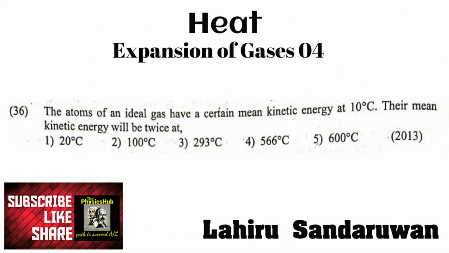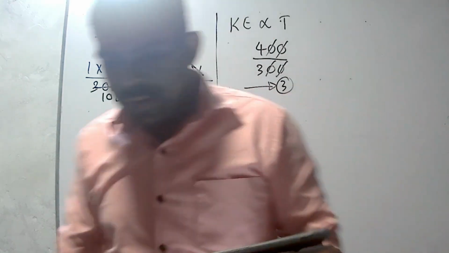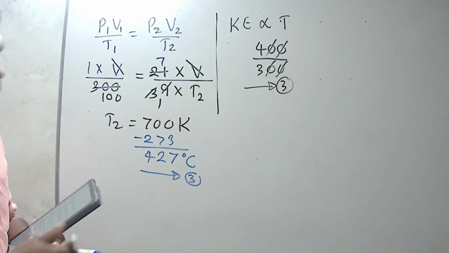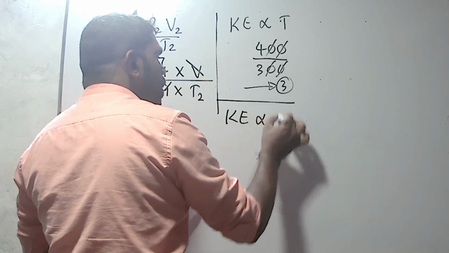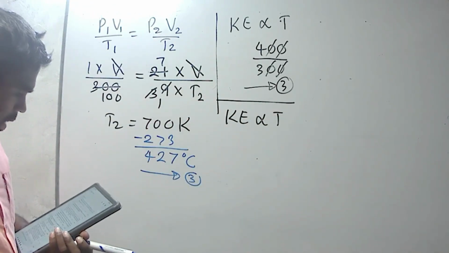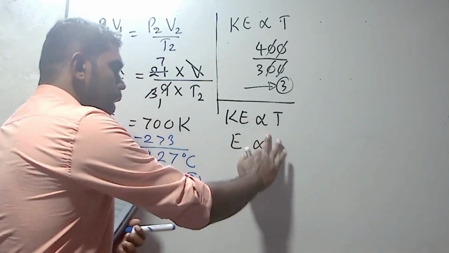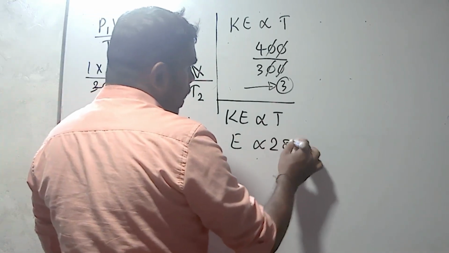The atoms of an ideal gas have a certain mean kinetic energy at 10 degrees Celsius. Their mean kinetic energy will be twice. We have to find the temperature. We can observe twice the initial mean kinetic energy. Again, we have to use the same relationship: kinetic energy is directly proportional to absolute temperature. Then initial kinetic energy, I will consider it as E, is directly proportional to the initial temperature, 10 degrees Celsius, which we have to convert to Kelvin, 283.